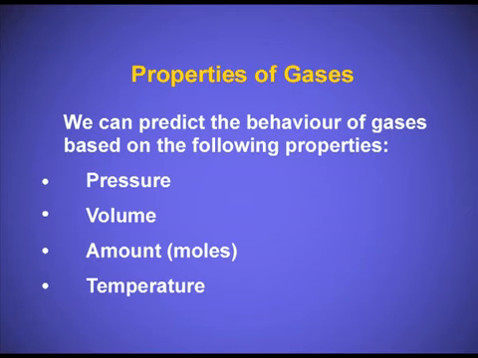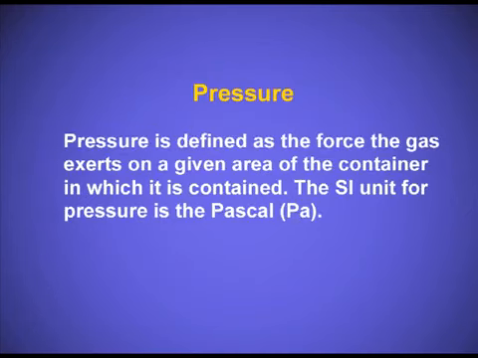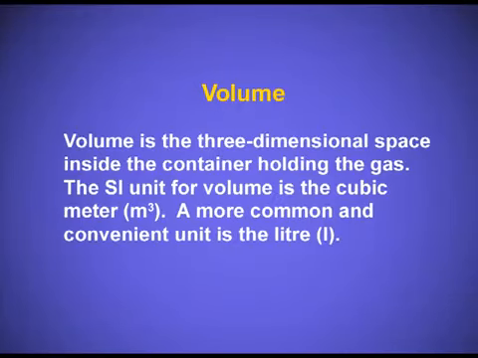temperature. Pressure. Pressure is defined as the force the gas exerts on a given area of the container in which it is contained. The SI unit for pressure is the pascal, symbol Pa. The other property we must define is volume. Volume is the three-dimensional space inside the container holding the gas. The SI unit for volume is the cubic meter, that is m³. A more common and convenient unit is the liter, symbol L.